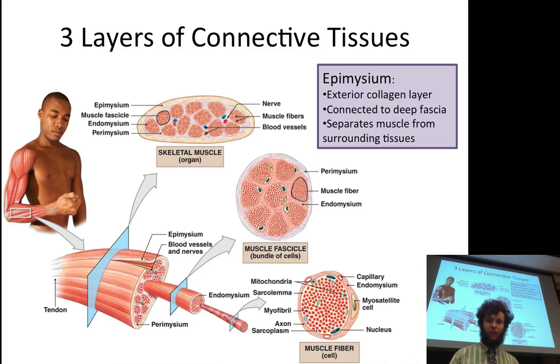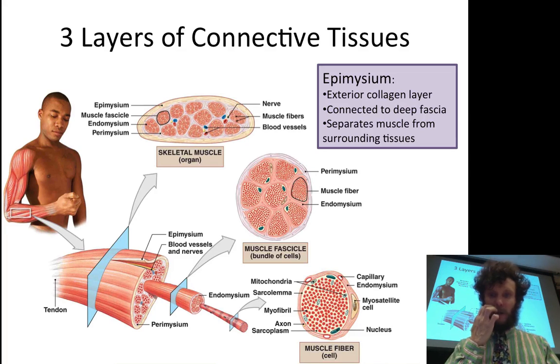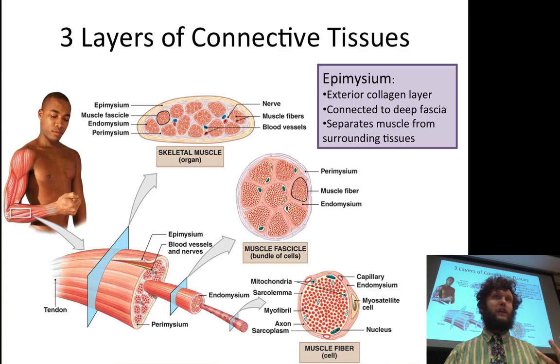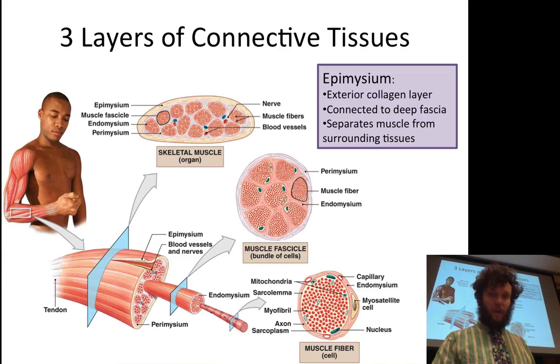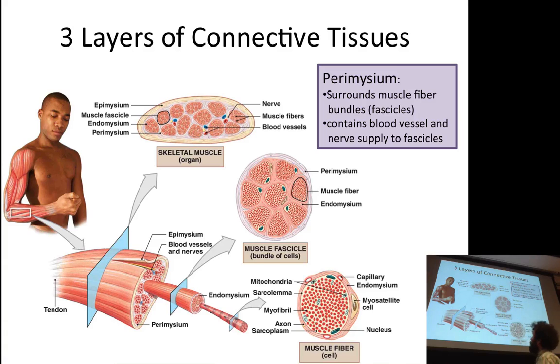It's a tough, fibrous shell around a muscle, and it is in close contact with the deep fascia of the body wall. It helps to separate a muscle from surrounding tissue, helps a muscle to move in relationship to the surrounding tissue if it needs to when it contracts. So here we have some muscle taken from this guy's forearm, and we see that it is surrounded by this sheath of epimysium.